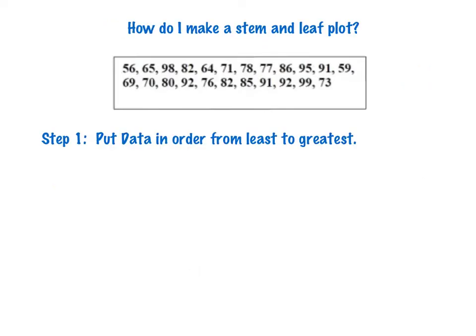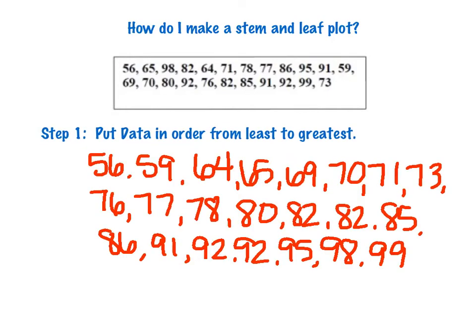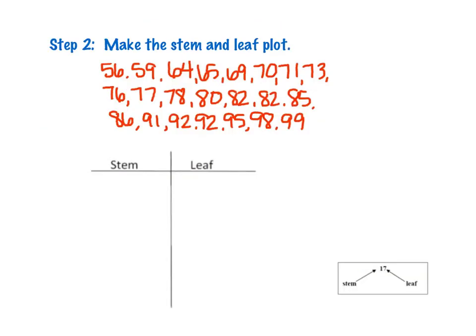So how do I make a stem and leaf plot? Well, step one, put the data in order from least to greatest. So there I have the data in order from least to greatest. So now we're ready for step two, to make the stem and leaf plot.